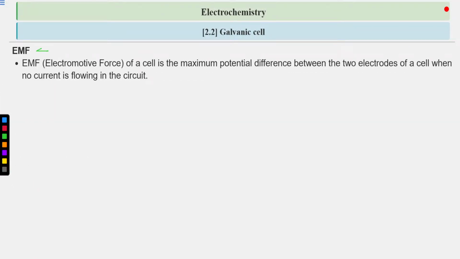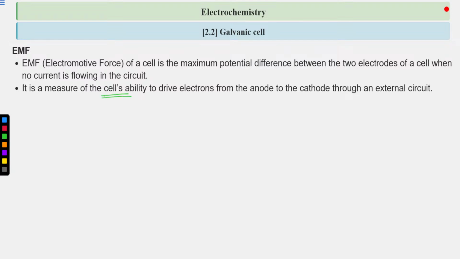Now let's talk about EMF. EMF, which is the electromotive force of a cell, is the maximum potential difference between the two electrodes of a cell when no current is flowing in the circuit. So it is a measure of the cell's ability to drive the electrons from the anode to the cathode through an external circuit.